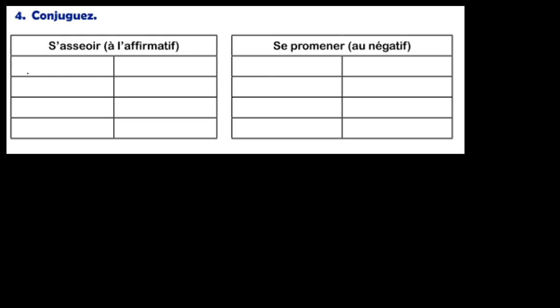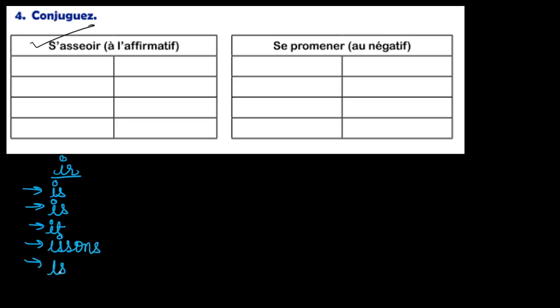Again, this is the conjugation. So, this one we just now did. We saw. So, we'll be doing it again. So, that is, the verb is IR. IR endings are IS, IS, IT, ISSONS, ISSEZ, and ISSENT. I hope that is clear.